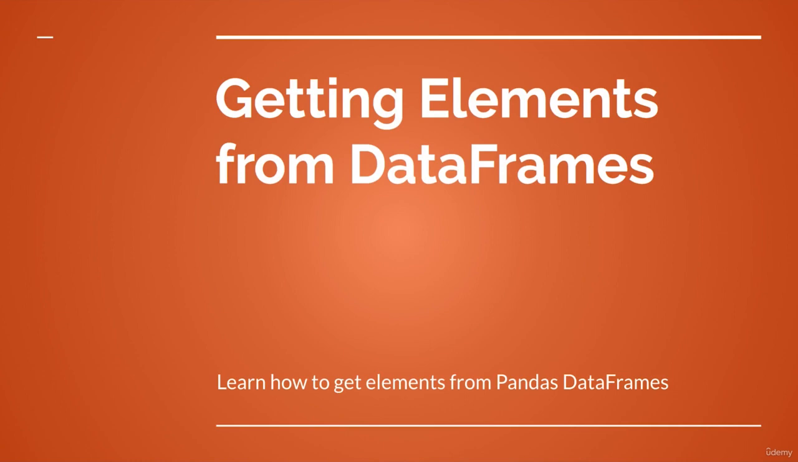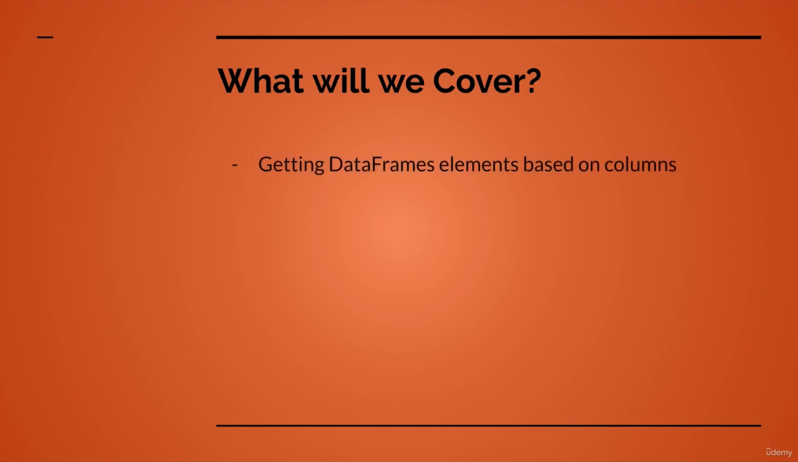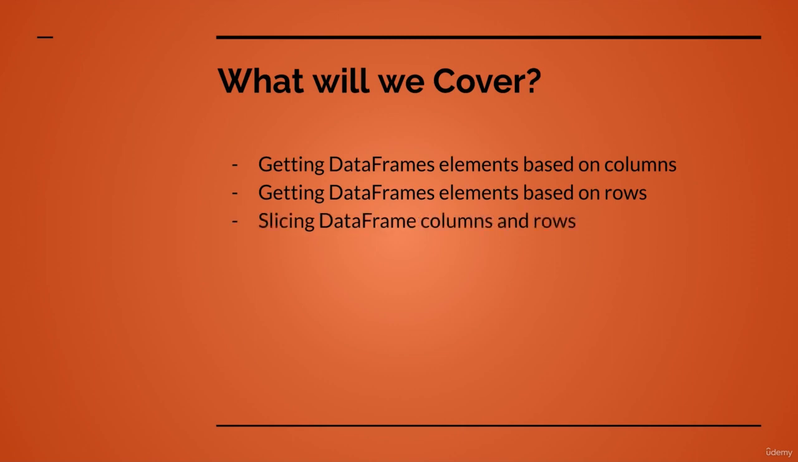Now we should be fairly familiar with a few techniques used to create Pandas data frames. We're going to work on fetching elements from them, either by row, column, or a combination of both to get a specific element. So we'll start by getting data frame elements based on their columns. Then we'll do the same based on rows. And then we can take a look at slicing columns and rows to get specific pieces of data frames, and finally how to get them based on Boolean tests.